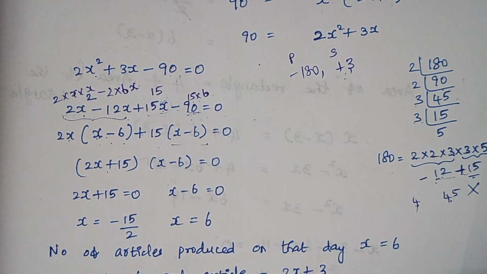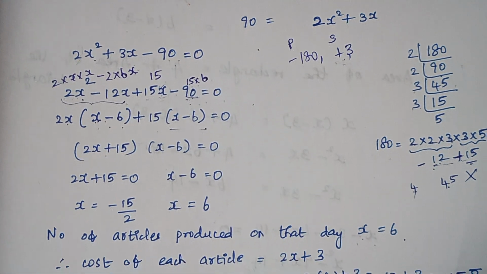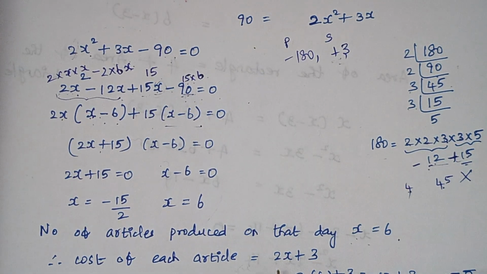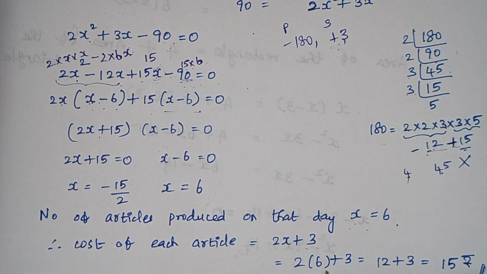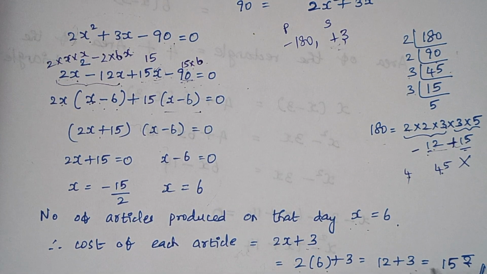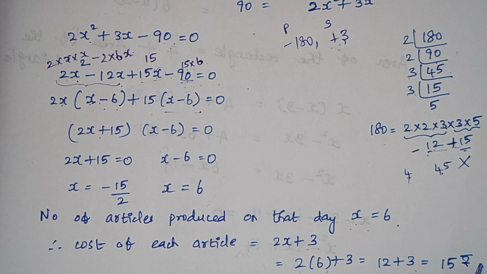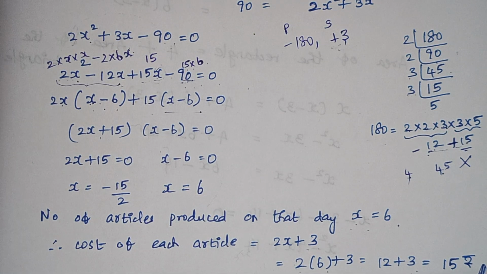So the number of articles produced on that day is 6. The cost of each article is given by the expression 2x plus 3. When you substitute the value x equal to 6, 6 2s are 12 and 12 plus 3 gives you 15. So the cost of each article is 15 rupees.